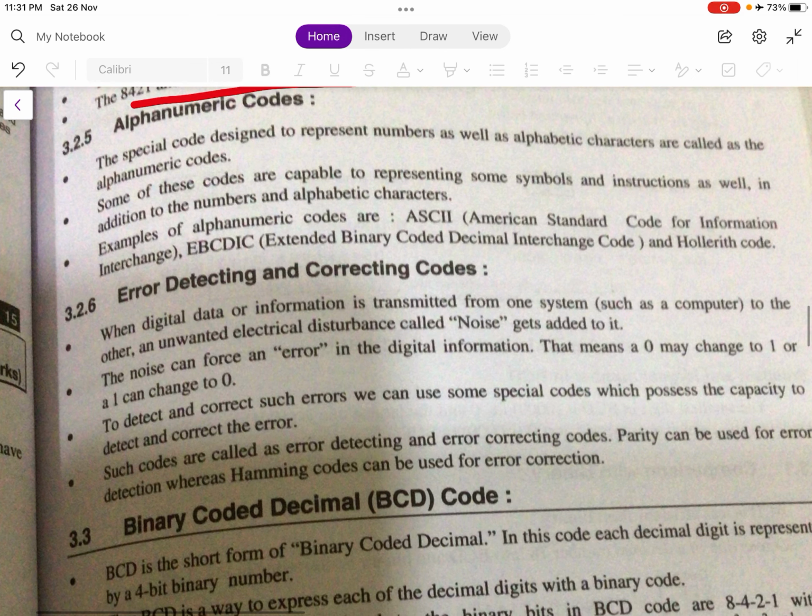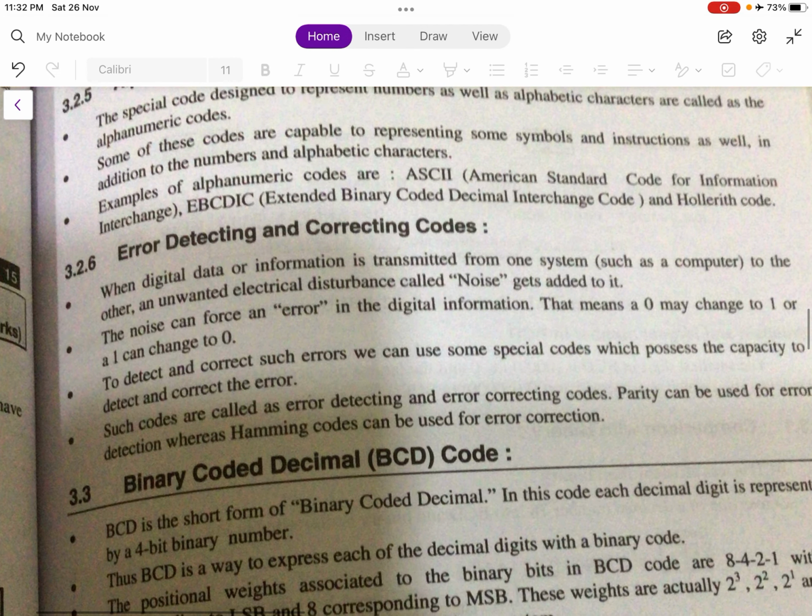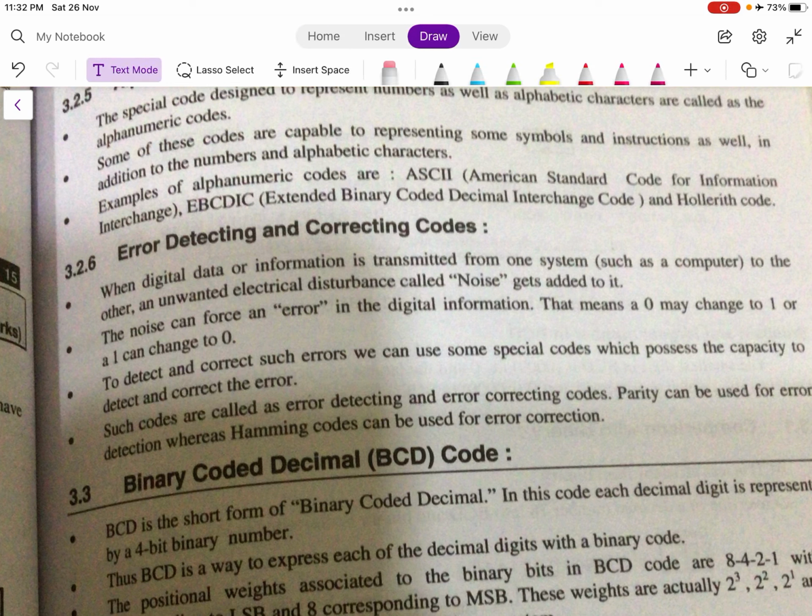Alphanumeric codes. The special codes designed to represent numbers as well as alphabetical characters are known as alphanumeric codes. Some of these codes are capable of representing some symbols and instructions as well, in addition to the numbers and alphabet characters. Examples of alphanumeric codes are ASCII, American Standard Code for Information Interchange, EBCDIC, Extended Binary Coded Decimal Interchange Code, and Hollerith code.